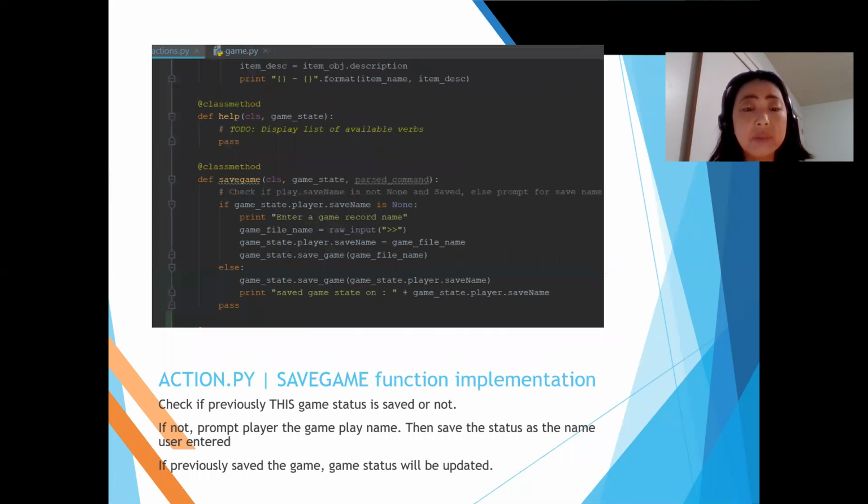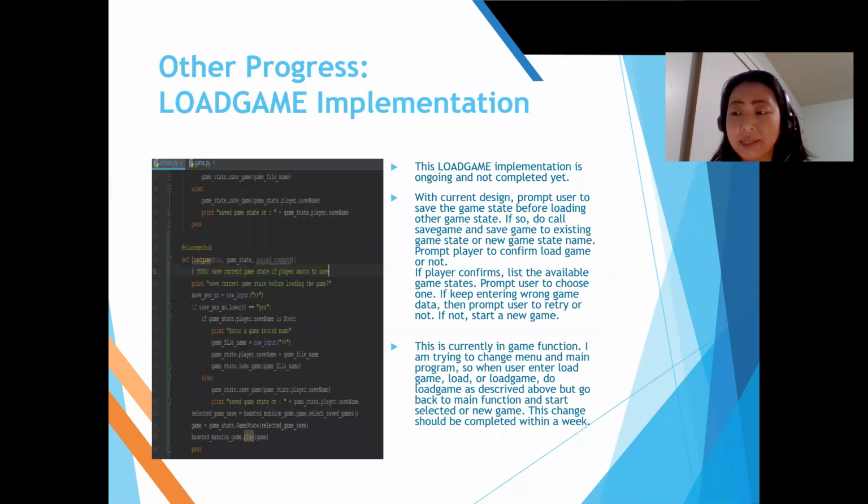In action.py, the save game function implementation checks if the game status was previously saved or not, and if not, prompts the player for the game player name. Then it saves the status under the name the user entered. If previously saved, the game status will be updated as well. The load game implementation is ongoing and not completed yet.